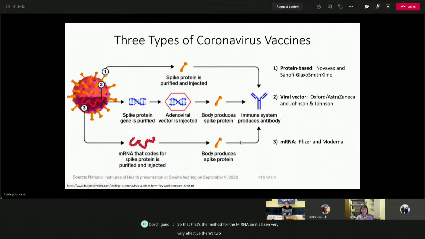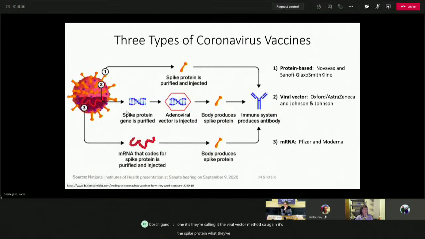There's two other methods. So the next one, this Oxford AstraZeneca one, is already approved in the UK, but it probably won't be approved for use until at least April in the United States. But there's a Johnson & Johnson version that I believe they did presentations on today, so this could be approved within the next few days. They're calling it the viral vector method. So again, it's the spike protein.